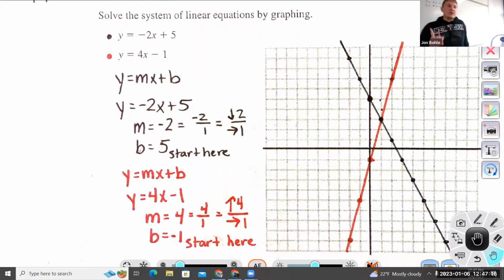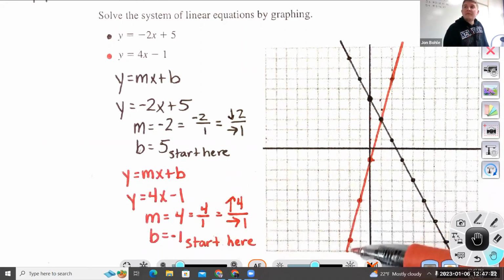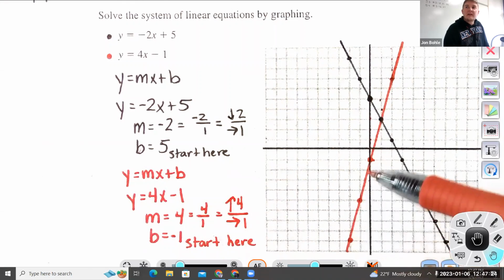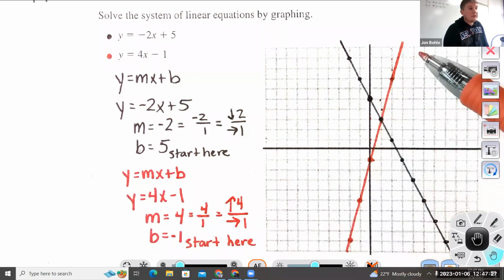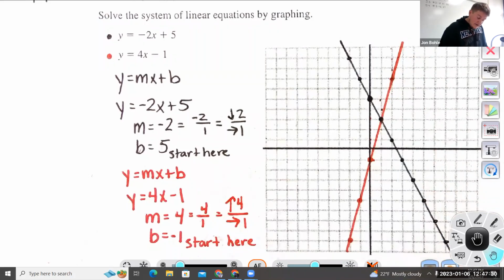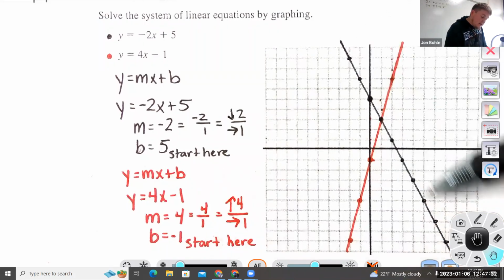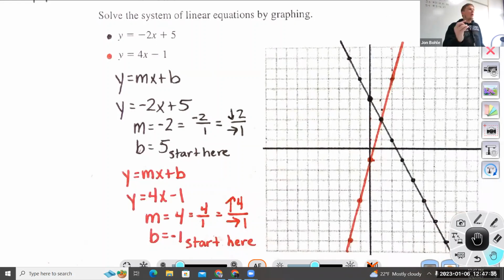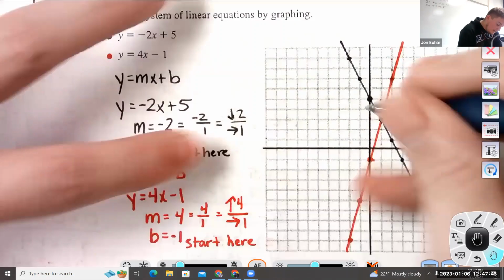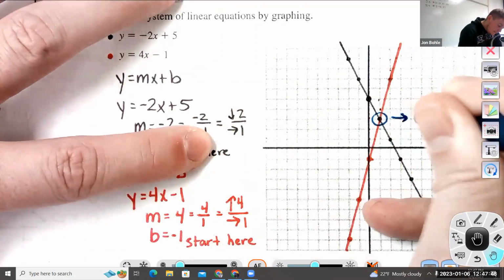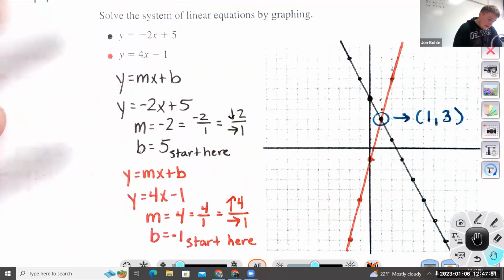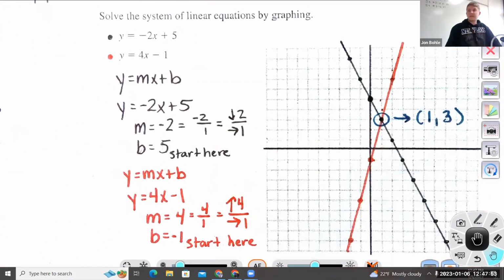All right, so let's try to figure out what our answer is. On the red line, every single little blotch of ink is a solution to the red line. On the black line, every single little blotch of ink is a solution to the black line. I want to know, where is the spot that's a solution to the black and the red line at the same time? 1, 3. And how did you know that? It's where they intersect. X value 1, Y value 1, 2, 3. That's my answer.